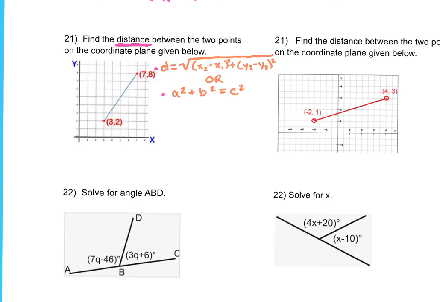So we're going to start from the left point, which is this 3, 2, and we are going to rise and then run over to the next point, the right point. All right, now we're just going to count the distances that we can.